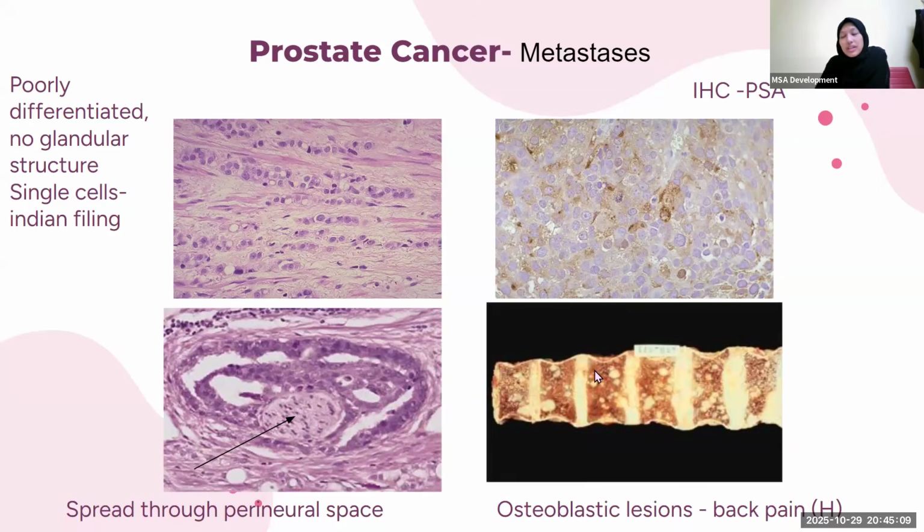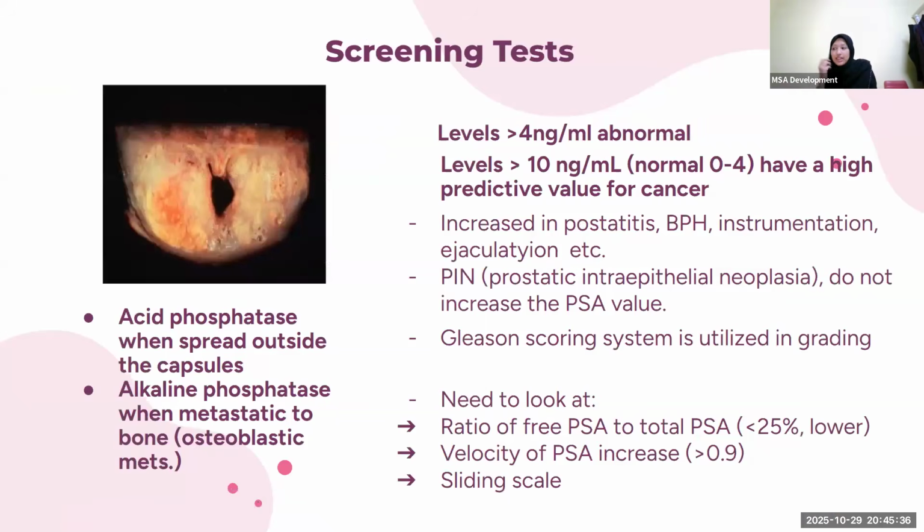Then we have the most common, sometimes a lot of elderly will come with back pain, and you should rule out prostate cancer, because prostate cancer can actually metastasize to the back, causing osteoblastic lesions and back pain. Osteoblastic means forming bone lesions. It's very hard, but it makes the bone very weak and predisposed to fractures, pathological fractures. Screening tests. So how do you screen for prostate cancer? In a digital rectal exam, when you examine the prostate, you will feel a firm nodule, a very specific nodule in the prostate.